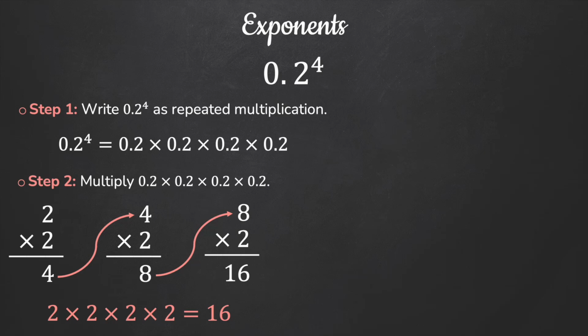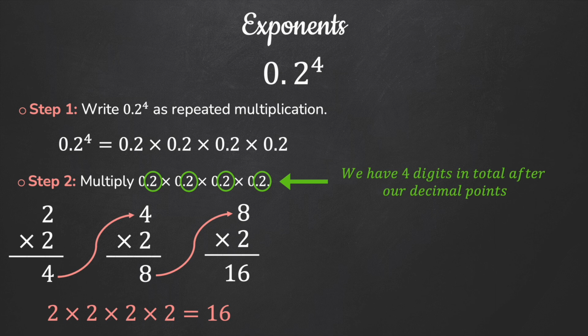Now, if we go back to 2/10 times 2/10 times 2/10 times 2/10, the first thing we want to do is count how many digits we have in total after every single decimal point. So here we have 1, here we have 2, 3, 4. So we have 4 digits in total after our decimal points. We're going to write our answer, which was 16, and we're going to put a decimal point at the end of it because it goes at the end of every whole number.